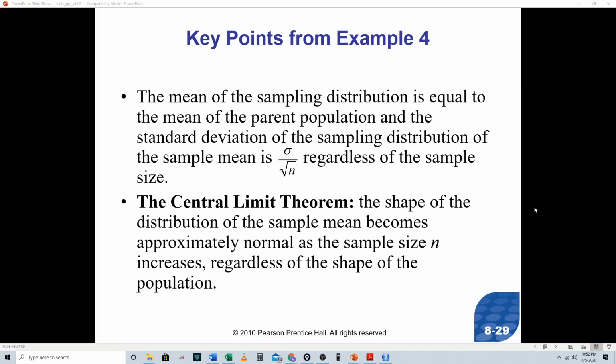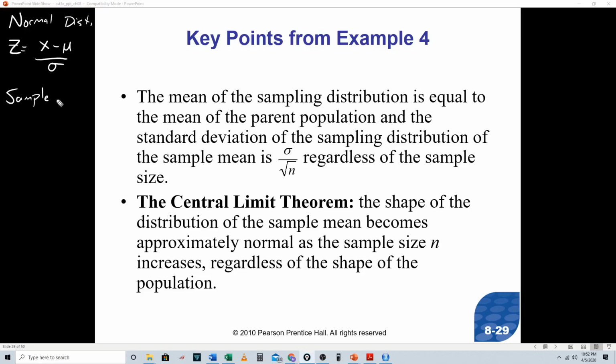Normal distribution, basically in chapter 7, your z-score is found using this formula. Z is equal to x minus mu over sigma. That's all we needed. This is for normal distribution. Now we're doing sampling distribution.